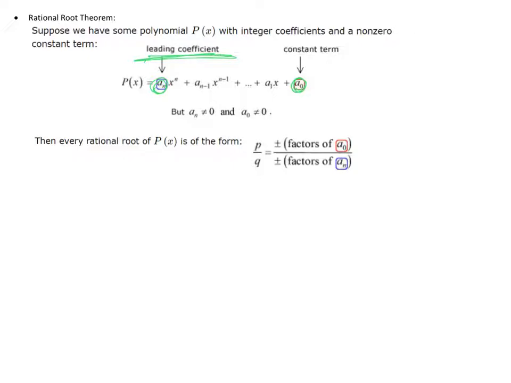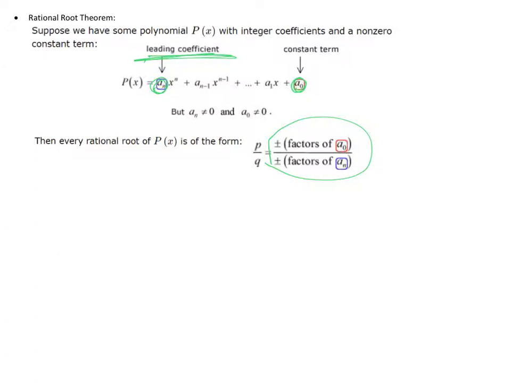Okay, so I'm going to take factors of the constant and divide them by factors of that leading coefficient. I'm going to give a positive and a negative of every single number. So I'm going to set up this fraction and then I'm actually going to have to divide them to see what the actual numbers are on the list.